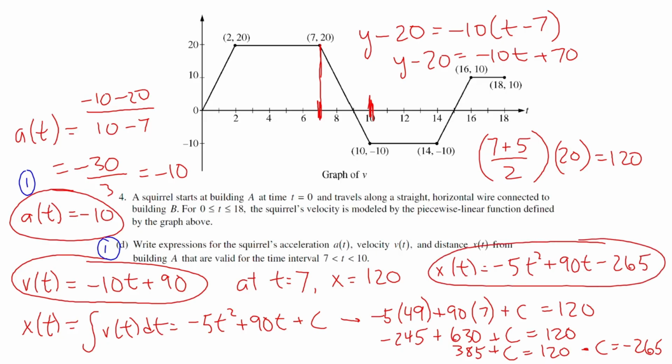And you got 2 points there for getting that position function. And that is the end here of this motion FRQ, which is question number 4 from the 2010 Form B AP Calculus AB exam.